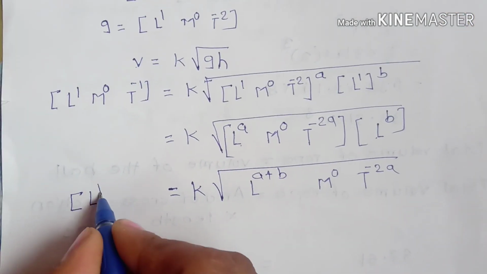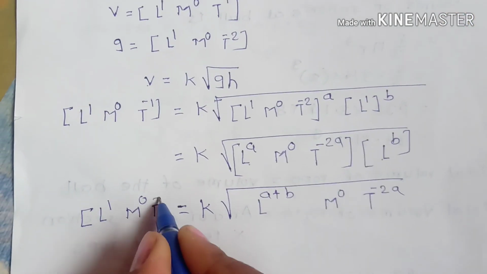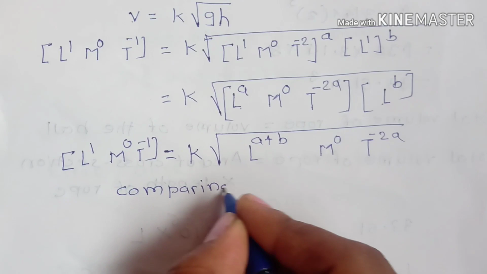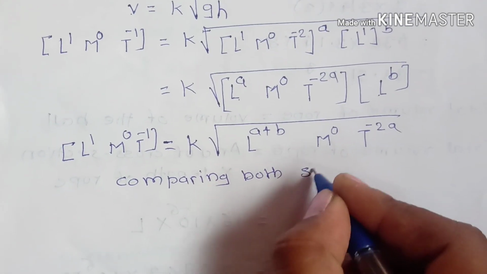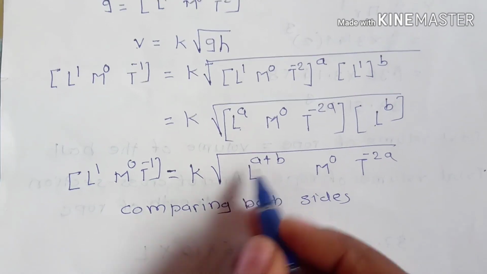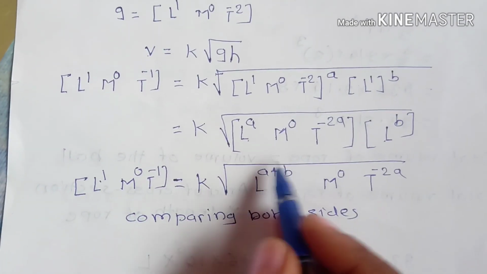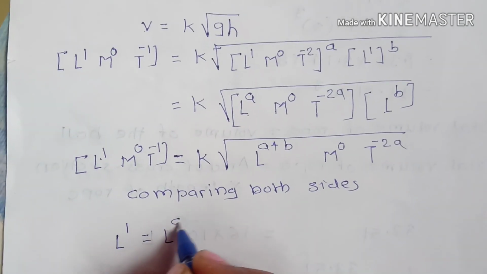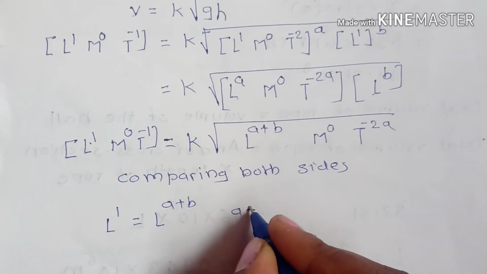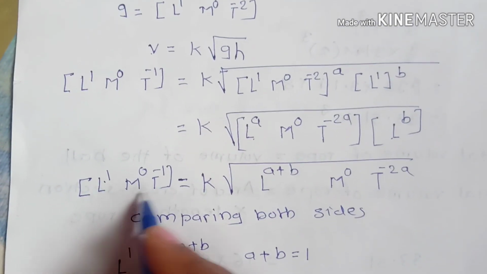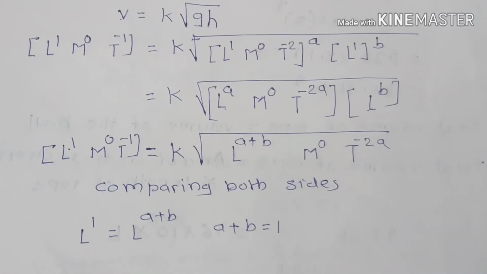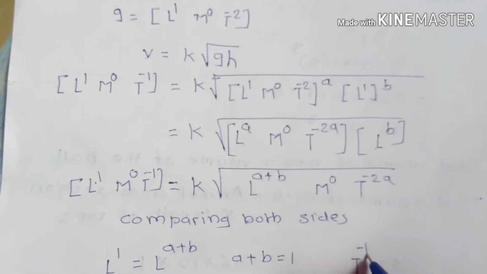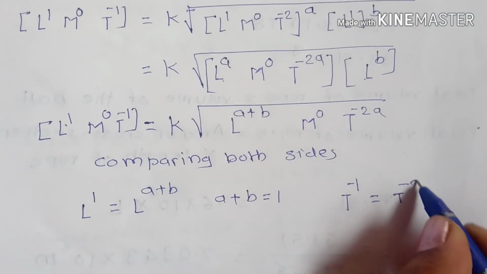Comparing this value with this side, L raised to 1, M raised to 0 and T raised to minus 1. Comparing both sides, L raised to a plus b and on this side L raised to 1. Comparing these two terms, L raised to 1 is equal to L raised to a plus b, so a plus b is equal to 1. M raised to 0 cancels out, we neglect the term. Then this is T raised to minus 2a on this side and T raised to minus 1 on the other side.